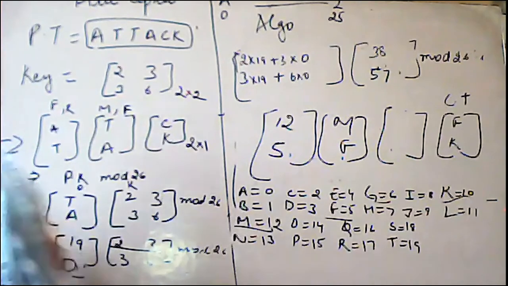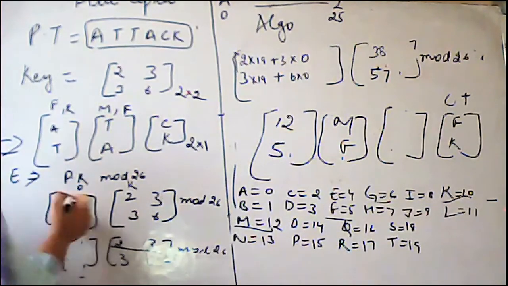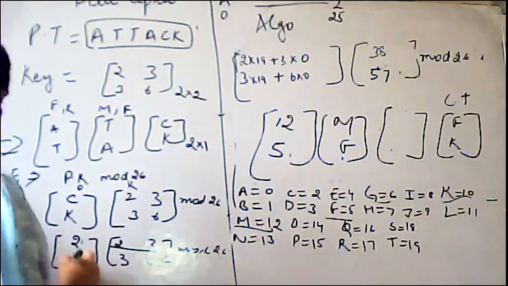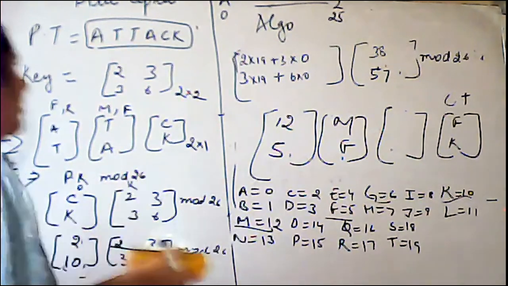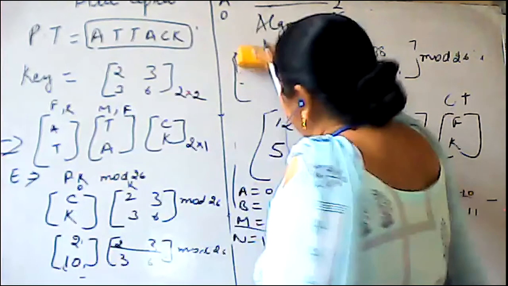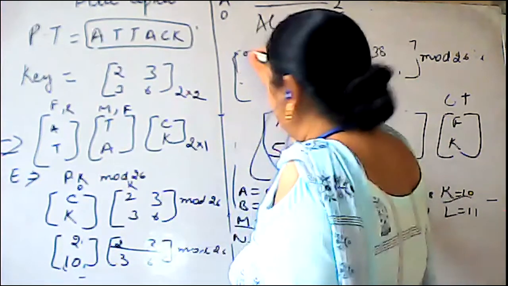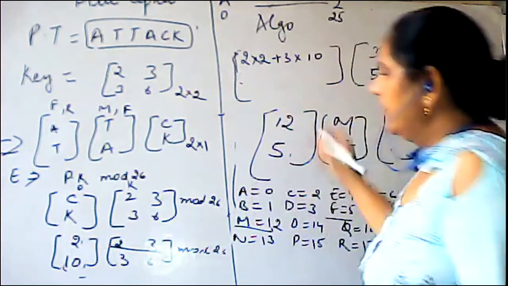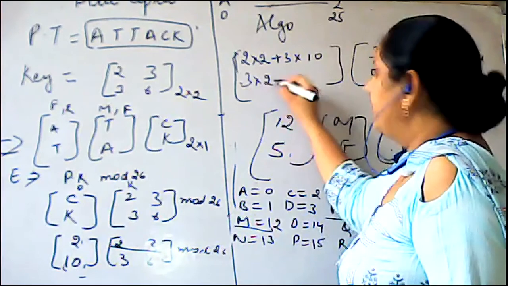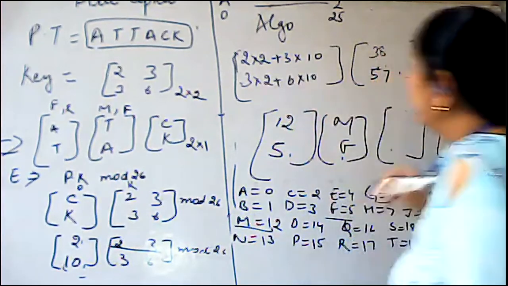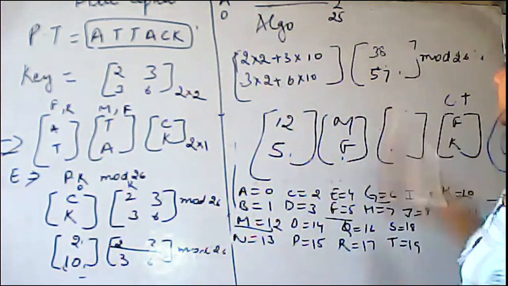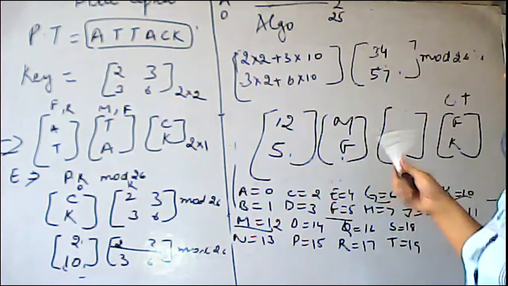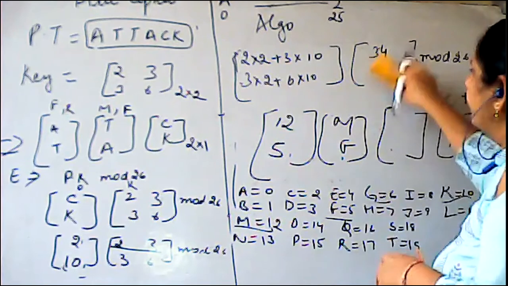Okay. Now you will write CK. C and K. So the value of C is 2 and K is 10. Okay, now you multiply it. So 2 into 2 plus 3 into 10, then 3 into 2 plus 6 into 10. So 4 plus 30, 34. And 3 into 2 is 6, 6 plus 60.